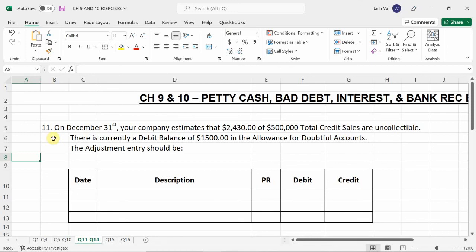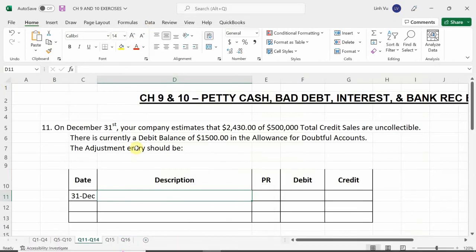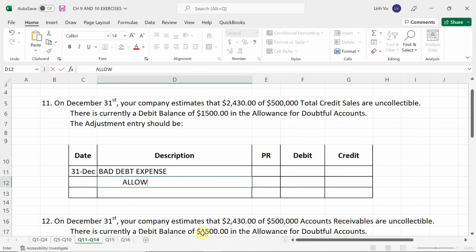Okay. So here, question 11. If on December 31st, your company estimates that $2,430 out of $500,000 total credit sales is to be uncollectible, okay? And there's currently a debit balance of $1,500 in the allowance for doubtful accounts. The adjustment entry will be... Will it be sales? No. We are not dealing with sales. We are dealing with just bad debt right now. So bad debt expense? Bad debt expense. Okay. And where does the bad debt expense come from? Allowance for doubtful debt? Good.